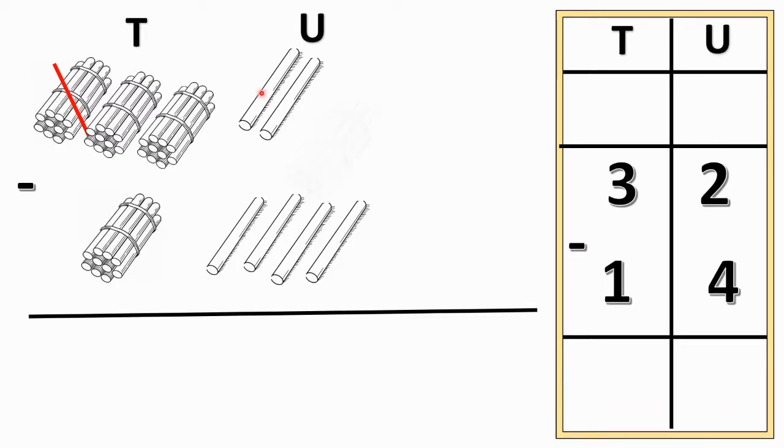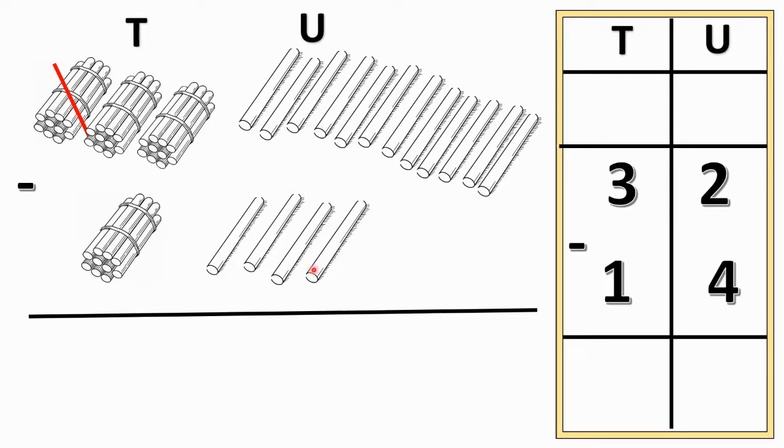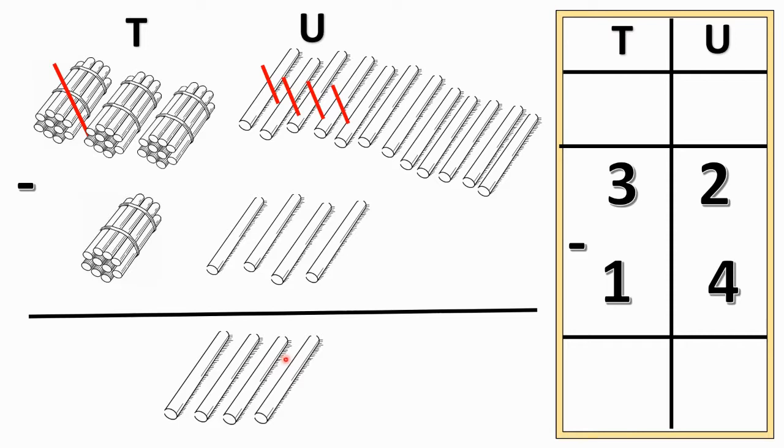1, 2, 3, 4, 5, 6, 7, 8, 9, 10, 11, 12. So now we have 12 here, then we take away 4. Let's do it. 1, 2, 3, 4. How many remaining? 1, 2, 3, 4, 5, 6, 7, 8.